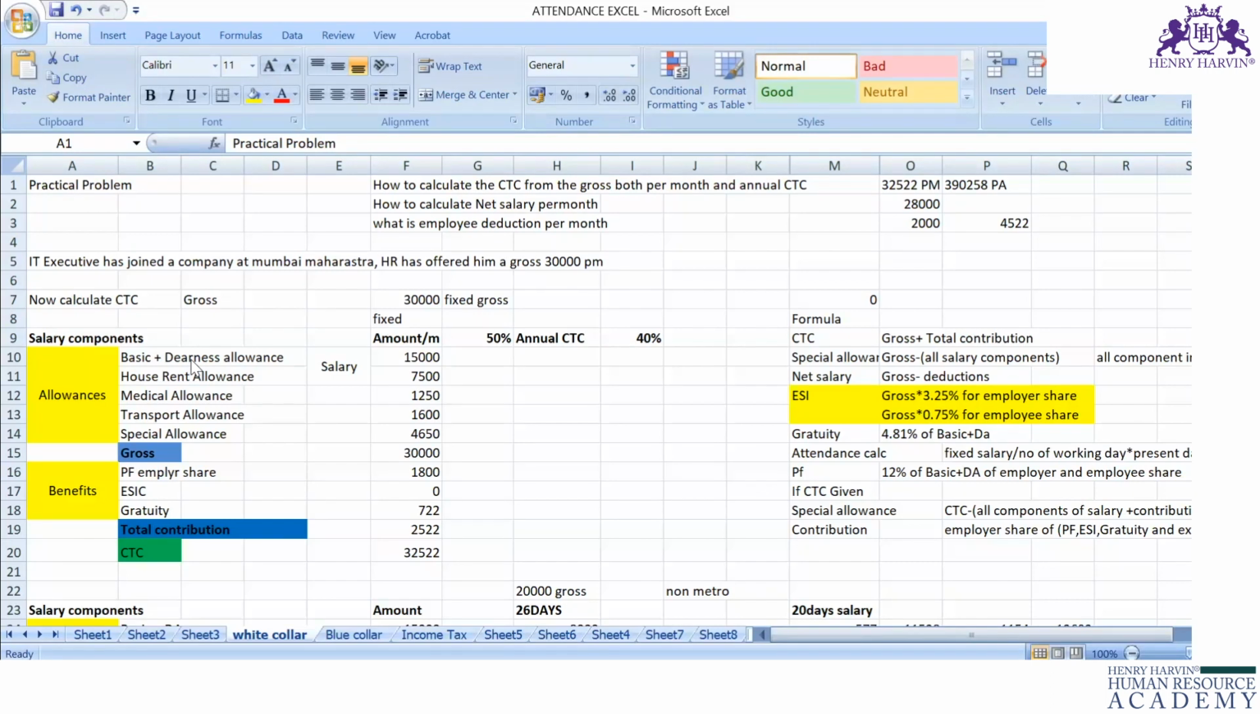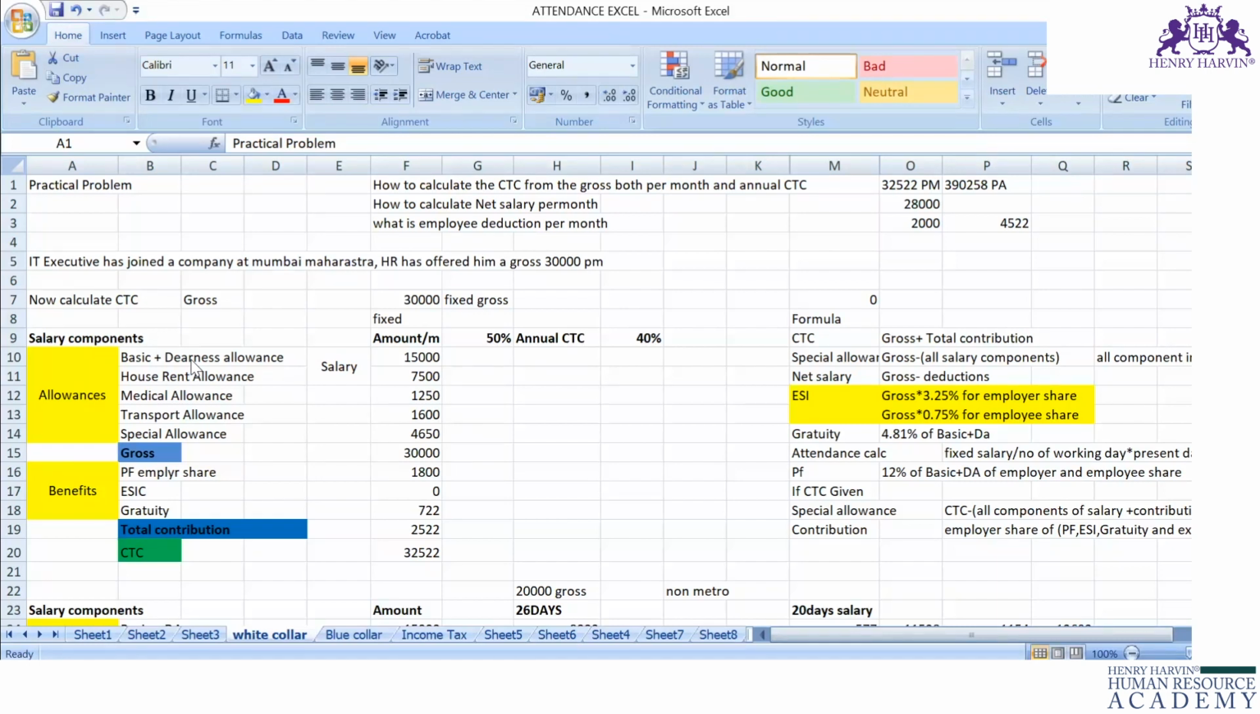Next is medical allowance and transport allowance. Medical allowance is given for medical purposes. Transport allowance is given for the employee's transport, for commuting from their residence to office. Special allowance is something given by the employer to match with the gross salary.